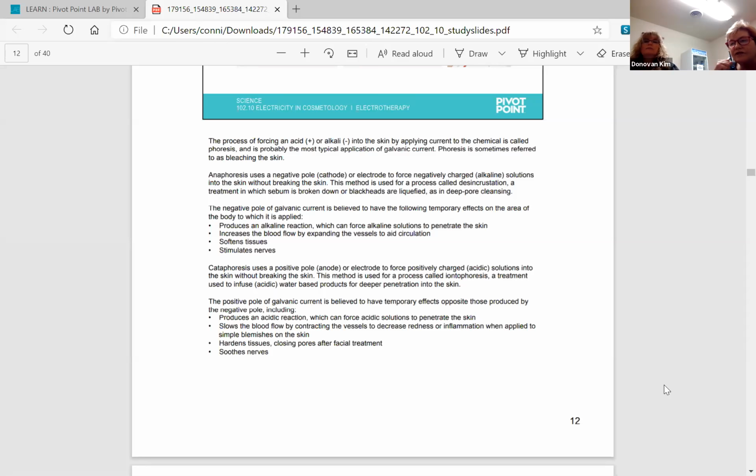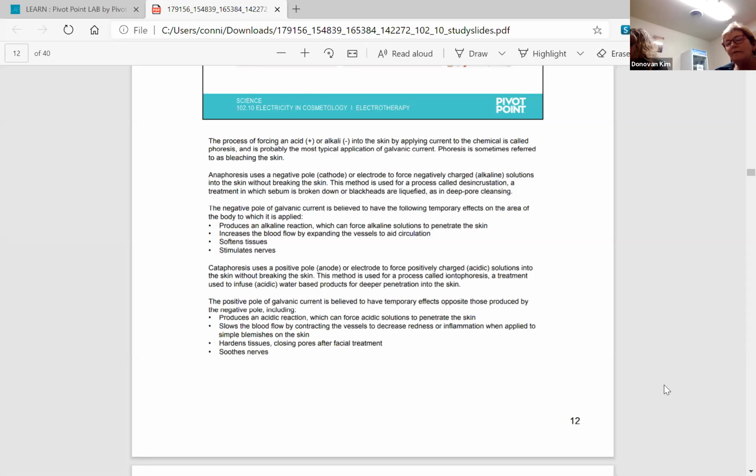So let's say the nose, the chin, and the forehead, all right? Once you've worked that product around and it's loosened it up, you're going to remove the tool that you use, your little electrode, and get ready to do your removal. You're going to actually remove the blackheads.